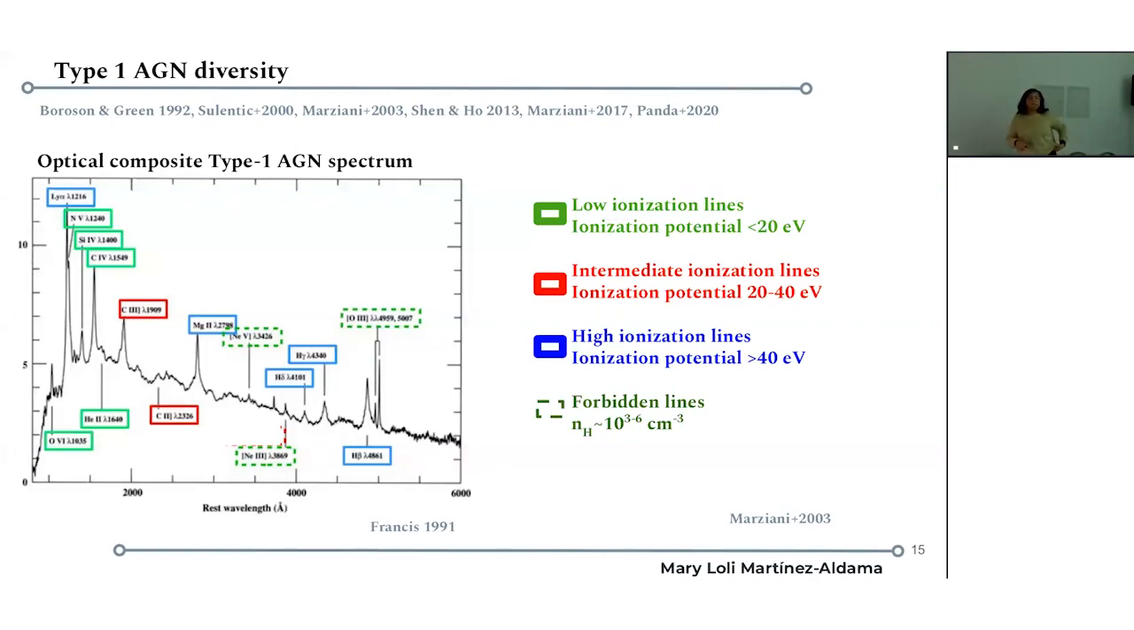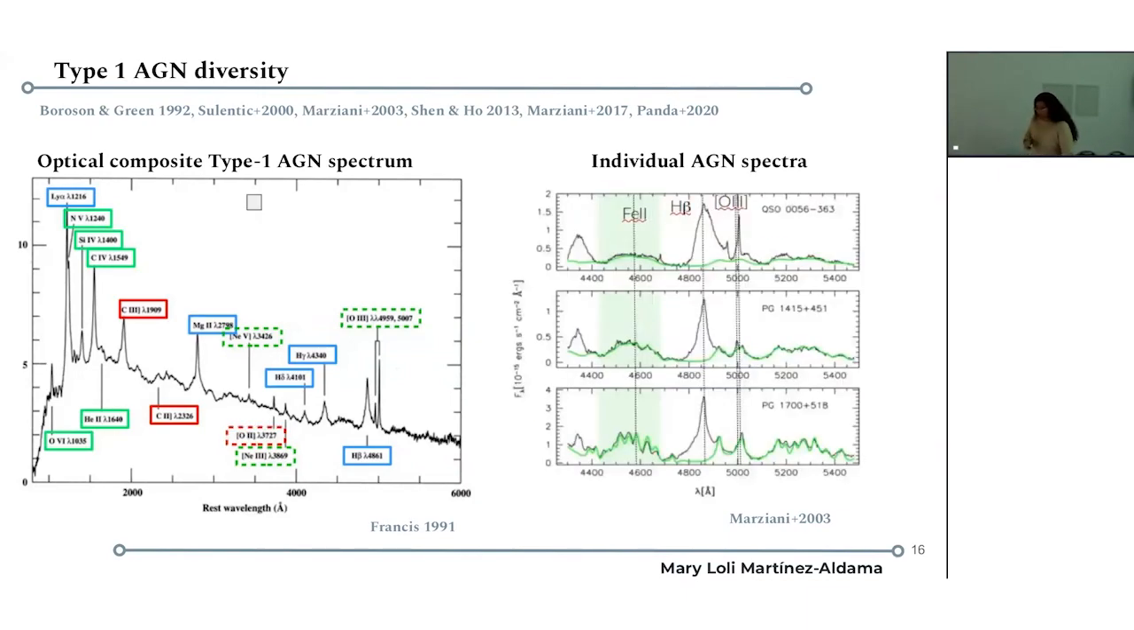These forbidden lines are an indication that the density in the clouds where these emission lines are emitted is really low compared with the other lines, which have a density around 10 to the 9. So the emission lines also indicate the structure of the BLR: the density is not the same, and the ionization potential differs depending on where the emission line is produced. So we can get a lot of information from this.